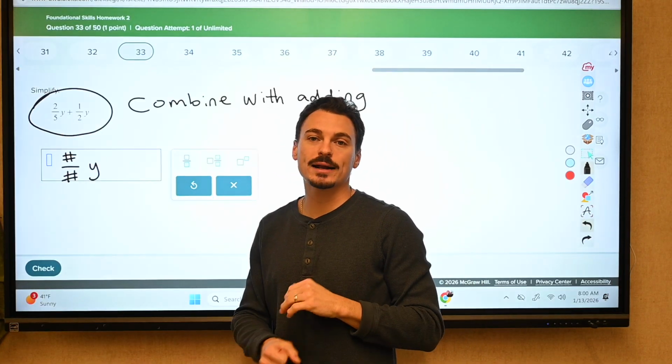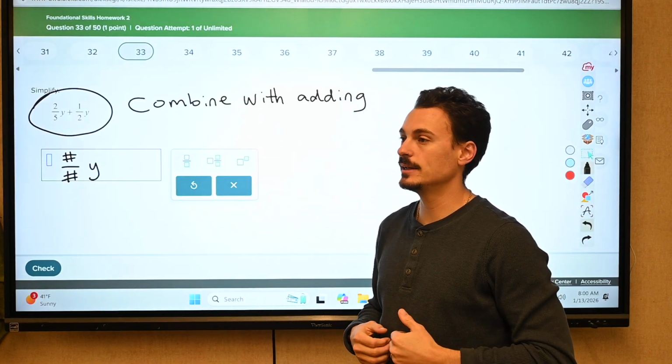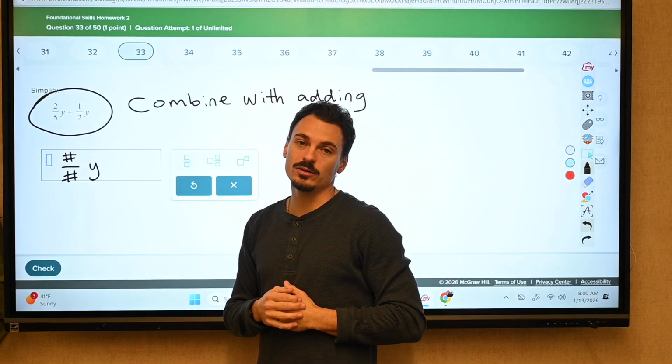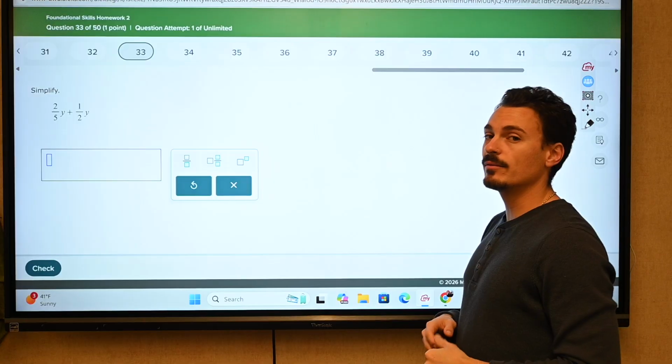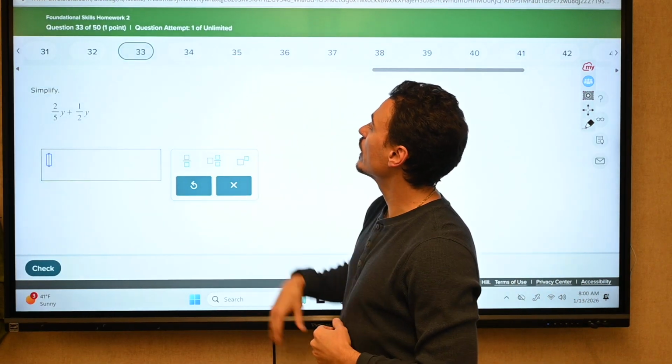Okay, so I just want you to practice combining like terms, recognizing that since both the terms have a y, you can combine them with adding. Okay, so I'm not going to do that because I've already gone over how to add fractions. Okay, 35.